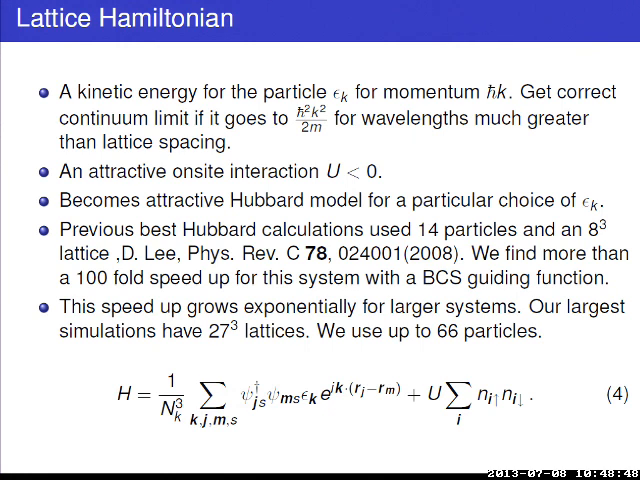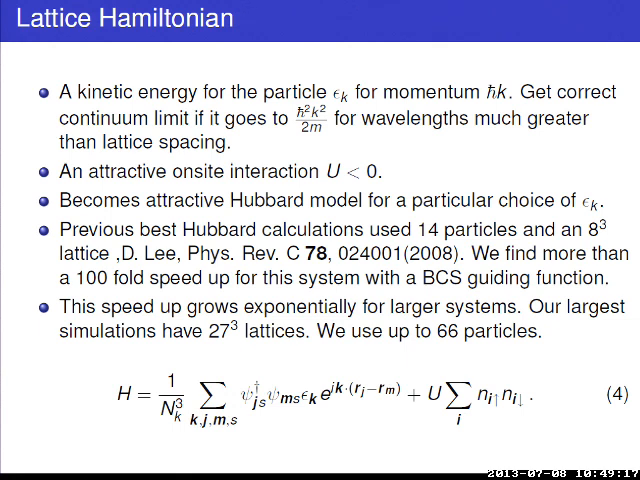We use this BCS guiding function in diffusion Monte Carlo. So instead of doing a finite temperature grand canonical calculation, we're using diffusion Monte Carlo. You then lose all the temperature dependence and things like that, but you gain by the fact that you can use a trial function. Actually, my calculation was not finite temperature. It wasn't? I was. Oh, okay.